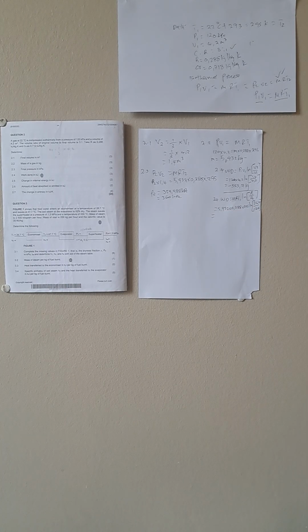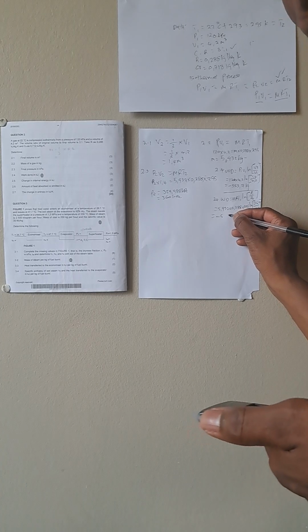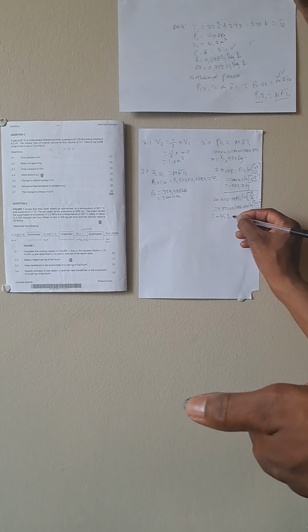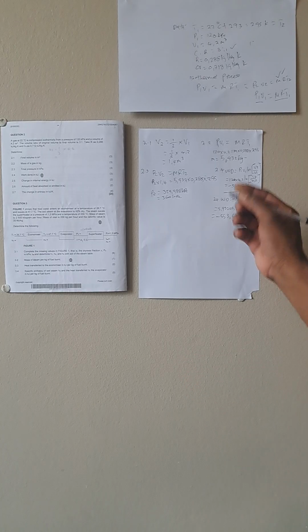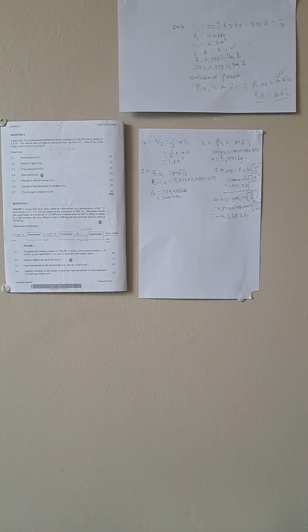Let's see, we have 5.932 times 0.288 times 295, ln of 360 over 120. Let's see what we are getting there. I'm getting negative 53.682 kilojoules. So this is what I'm getting.